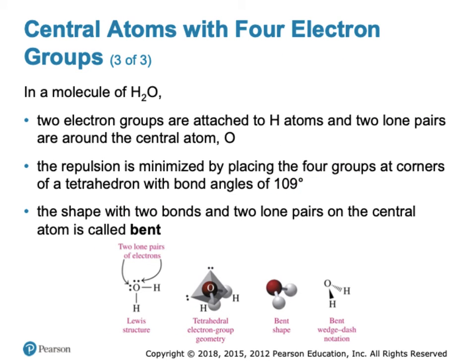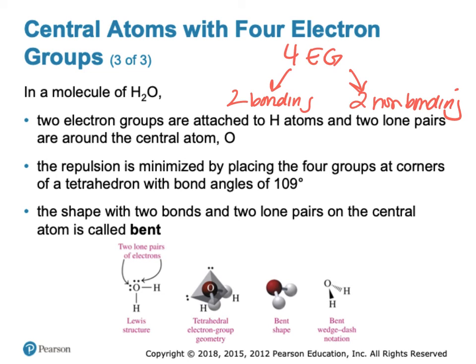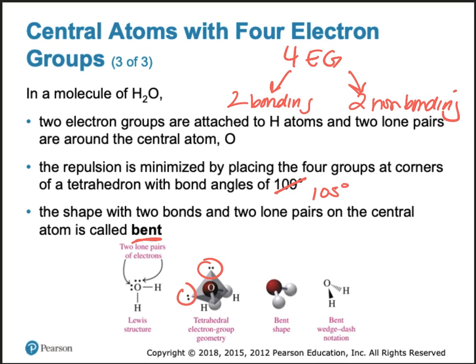The next configuration we're going to look at is when we have 4 electron groups again, but now we're going to have 2 bonding and 2 non-bonding. When this happens, you're still going to have a tetrahedral electron arrangement, but now you have two lone pairs that are going to really push down, and they're going to make what's known as the bent shape. And here the bond angle is going to be around 105 degrees. So let's go through this and summarize.